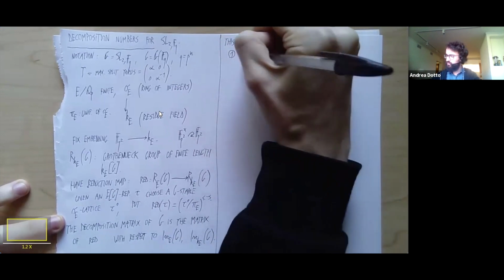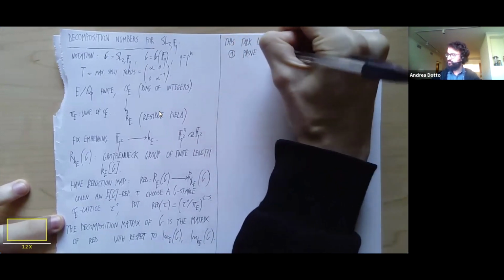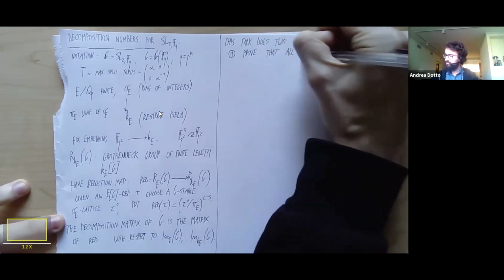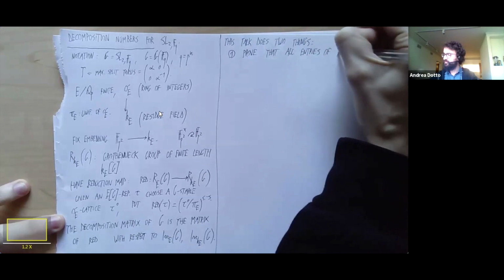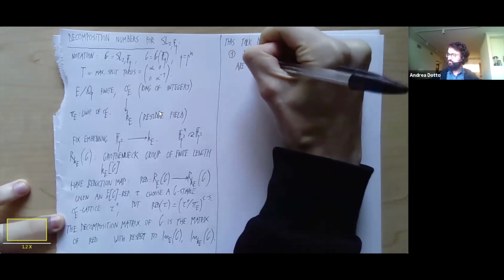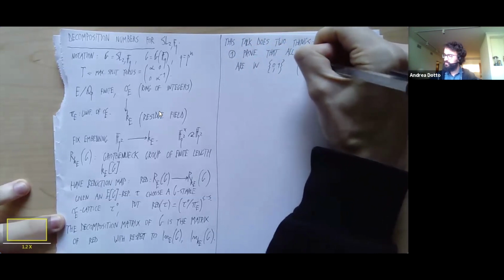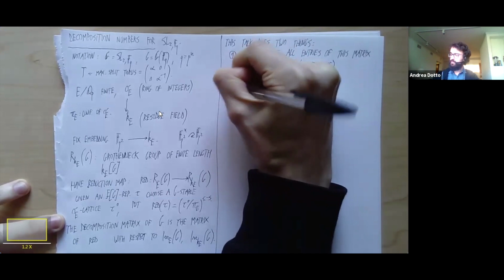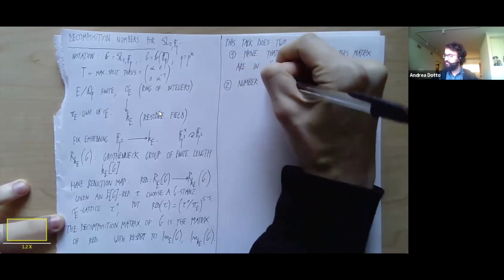So the first one is to prove that all entries of this matrix are in {0, 1}. And this is what I mean when I use the expression multiplicity 1. And the second one is to give a number theoretic application of this, which is supposed to be a connection with Mod-p Emerton stuff.